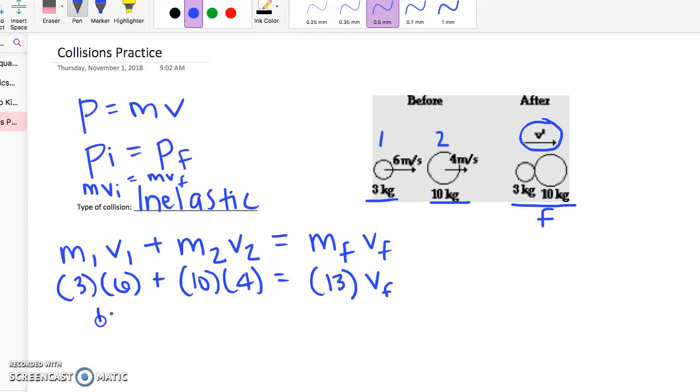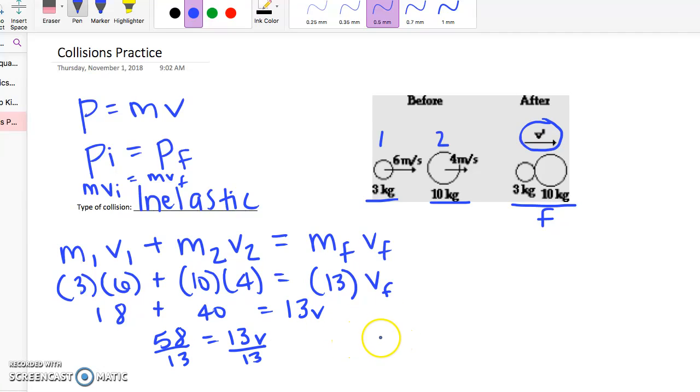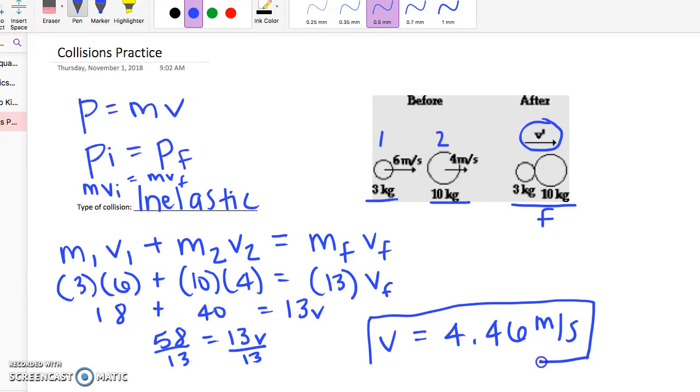So I start simplifying. This is 18 plus 40 equals 13v. 58 equals 13v. Divide both sides by 13. And I get that the velocity is equal to 4.46 meters per second. And that makes sense. It's sort of an average of the two velocities. And that is example problem A.